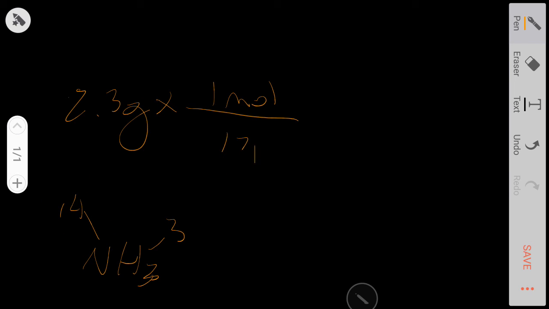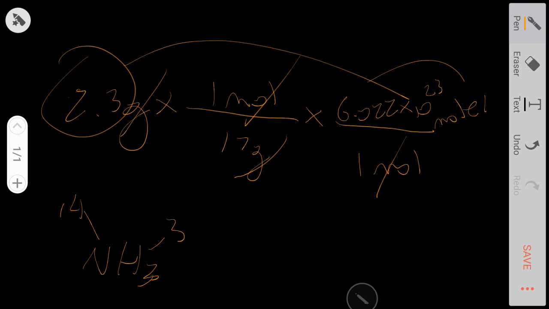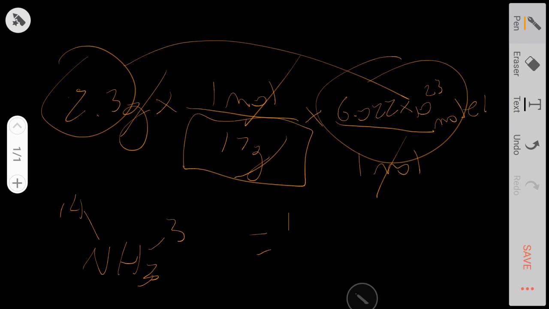So the total here is going to be 17 grams. Grams cancel. In 1 mole, I have 6.022 times 10 to the 23rd molecules. Moles cancel. 2.3 times Avogadro's number divided by 17. Your answer should be 8.15 times 10 to the 22 molecules.